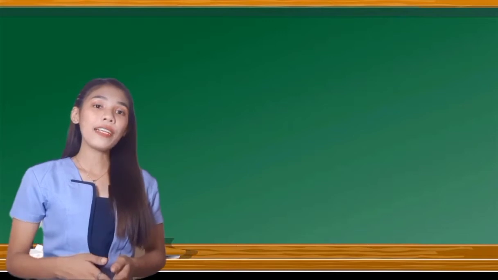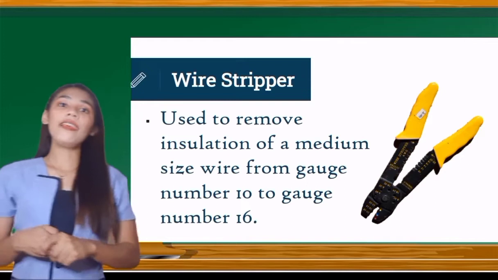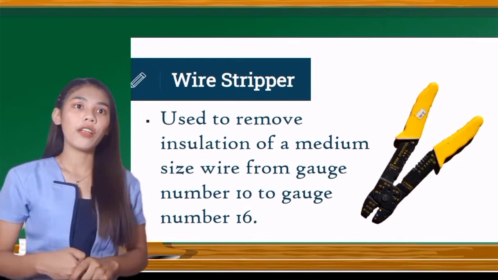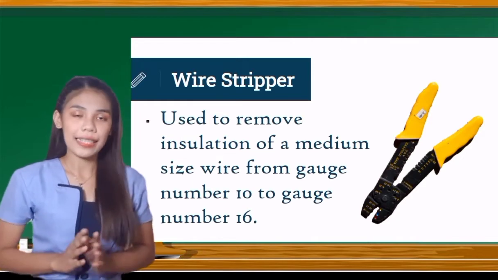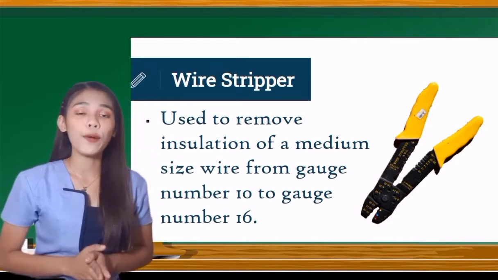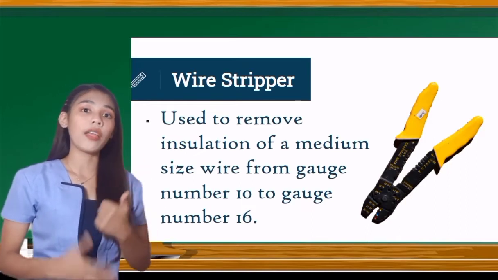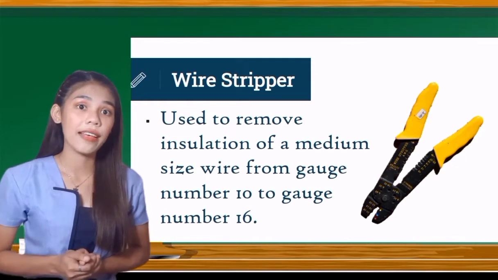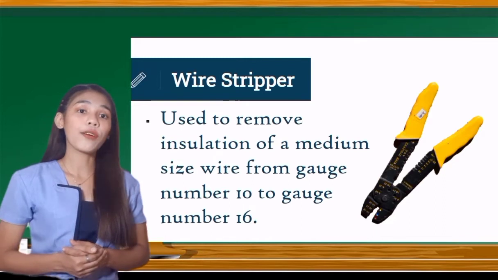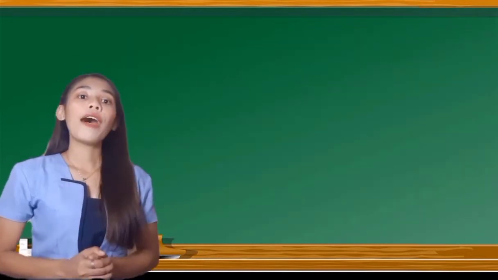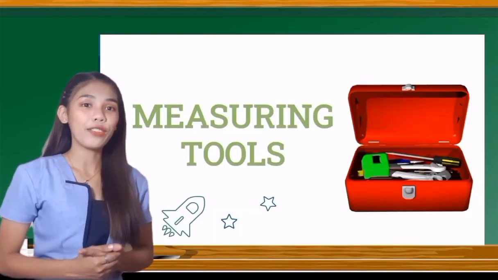The next splicing tool is what we call the wire stripper. As you can see, it is used to remove insulation of a medium-sized wire from gauge number 10 to gauge number 16. It is also known as the cable stripper, which is designed to remove the insulation from the outer sheath of electrical wires. And also, there are various types available, from stripping the cable to cutting copper. So after knowing the cutting tools and the splicing tools, let's proceed to the measuring tools.